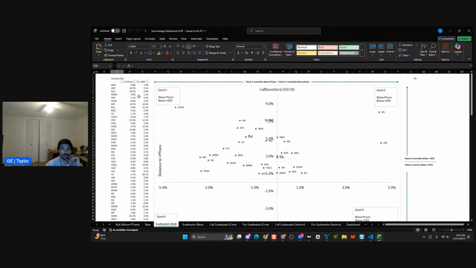So what this is for call dominated stocks. The key levels we're looking at here are plus GEX and P-trans. So if it's to the left of the y-axis, then it's above P-trans. To the right, below P-trans. Then above the x-axis means that it's below plus GEX, and below means that it is above plus GEX. I understand that could be a little confusing, but that is what it is.